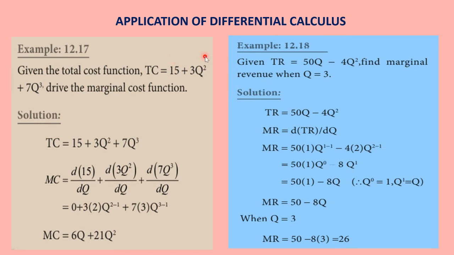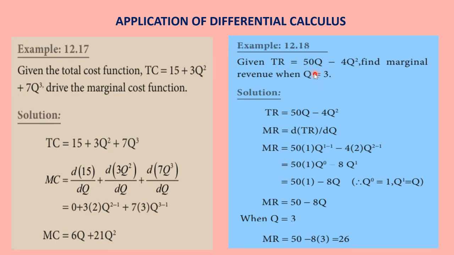Next, 12.18. TR is given. Now we have to find the marginal revenue. This is also a marginal concept. In the previous one, from total cost we arrived at marginal cost. Here revenue is given. From revenue, we have to find the marginal revenue. So what is the total revenue? Total revenue is 50q minus 4q square. So how do I get marginal revenue? We have to differentiate TR with respect to q.